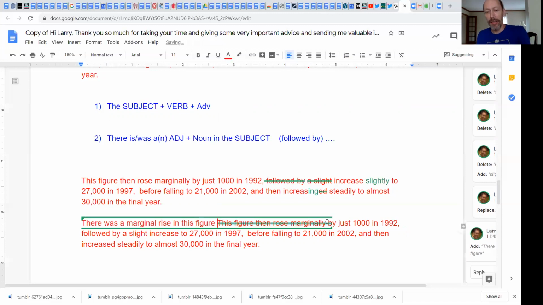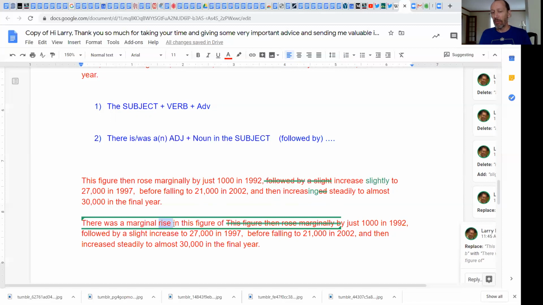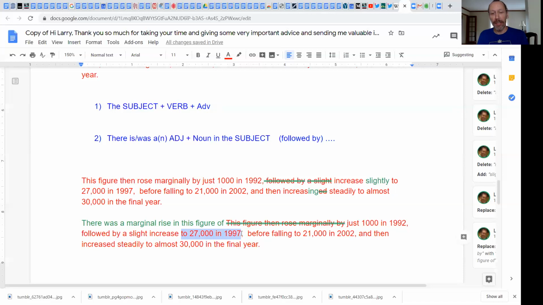Now, another thing is, when you're using the noun, we don't say by. There's a marginal rise, we'll say a rise of. So that's important too. So notice here we use by after the verb. It rose by just 1,000. But when we use the noun, there was a rise of just 1,000. So that's important too, getting your prepositions right. So of just 1,000 in 1992, followed by, now it sounds nice, a slight increase to 27,000 in 1997.